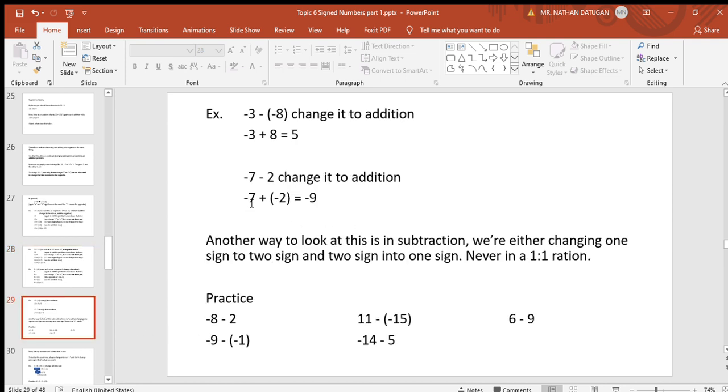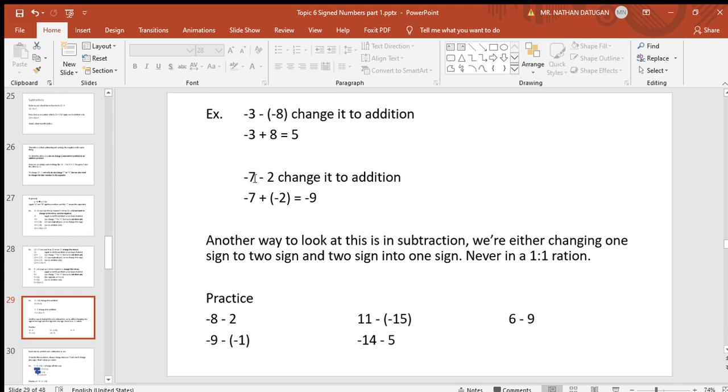Last example. Negative 3 minus negative 8. We're going to change that to addition. Negative 3 plus, and then the opposite of negative 8 is positive 8. Now we have negative 3 plus 8, which is equal to 5.